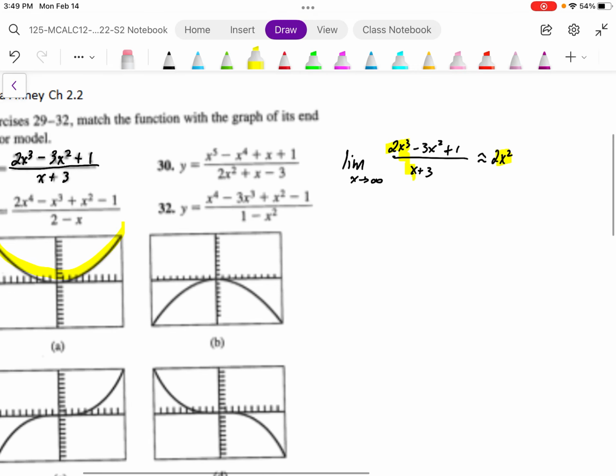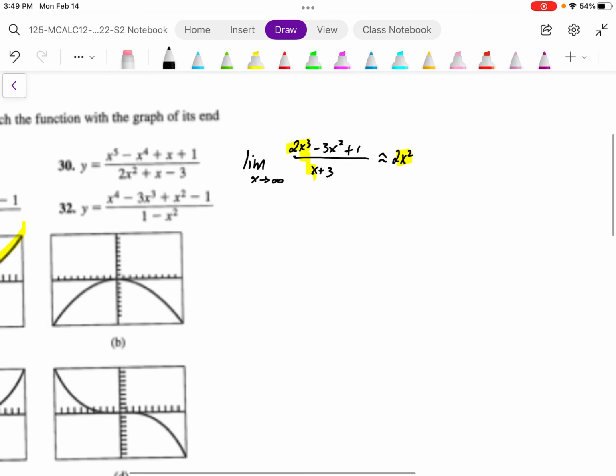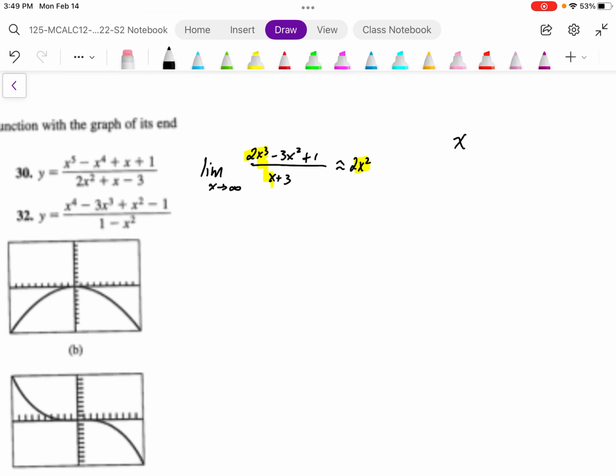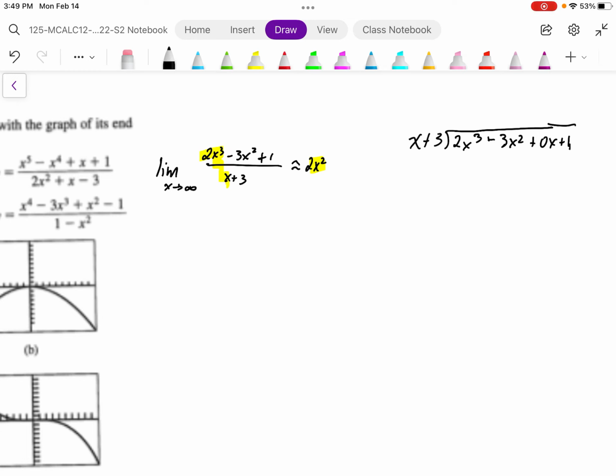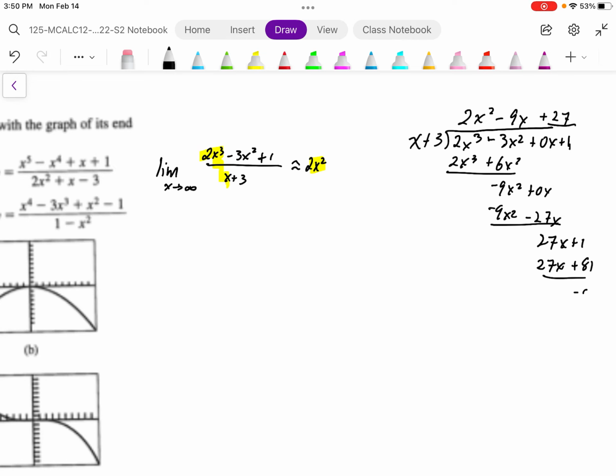Okay. Now, if I want to do this more concisely, and for this problem we don't really need to, what I could do is my long division. I could divide x plus 3 into 2x cubed minus 3x squared plus 0x plus 1. And by doing this, the numerator is going to give me the end behavior. So 2x squared, and I can subtract this. I get a negative 9x squared plus 0x. So this is going to be minus 9x. So this is going to give me 27x plus 1. So plus 27, I'm going to end up with 27x plus 81. That's going to give me a remainder of negative 80.